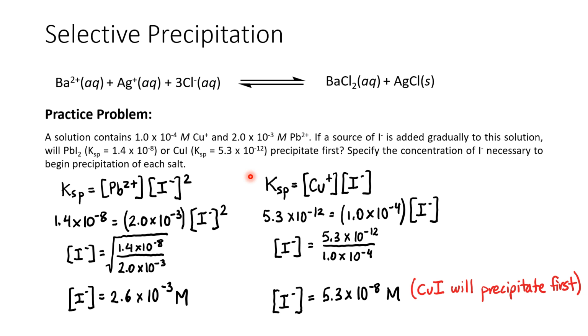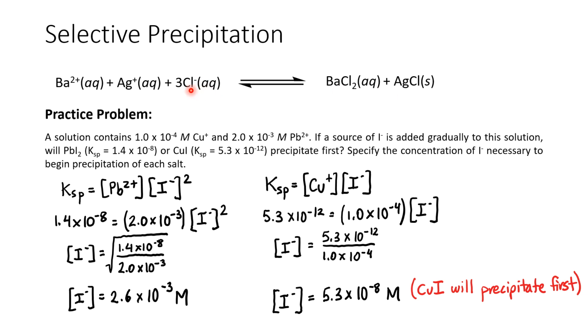All right, what about selective precipitation? With selective precipitation, if you have two ions floating around, barium 2+ and silver plus, and I expose these two positively charged ions to an anion like chloride, which one is going to precipitate first? Because if you know your solubility rules, you know that silver chloride is not soluble, but barium chloride is.